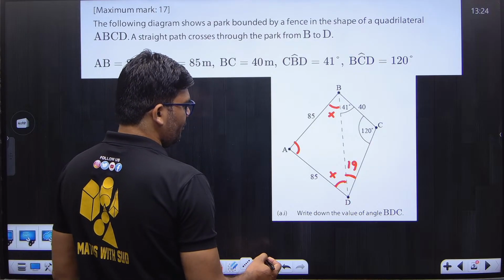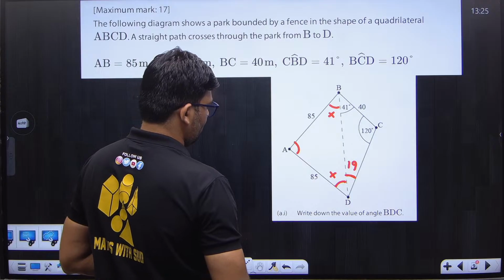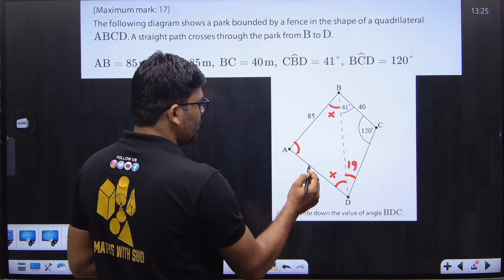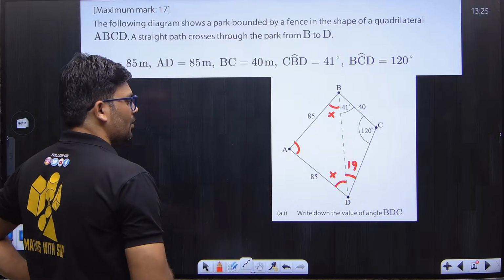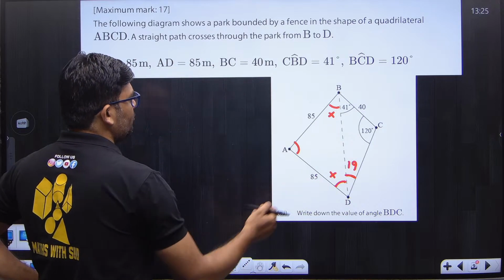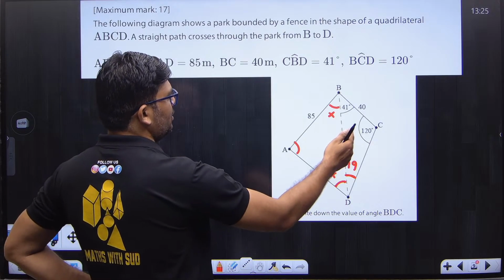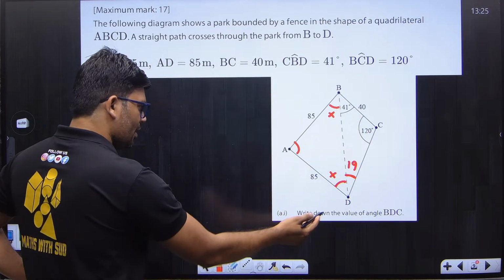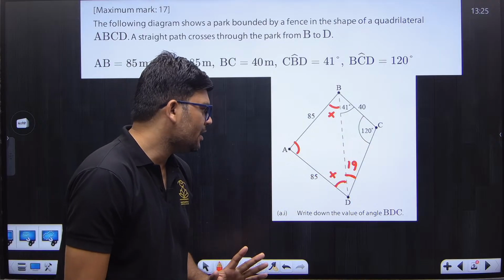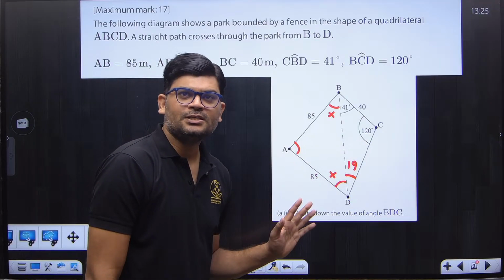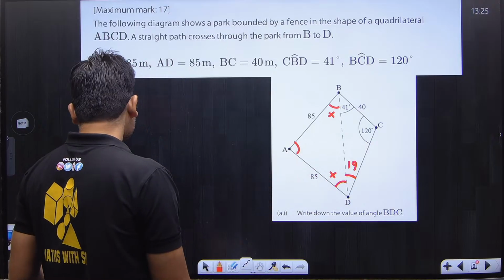So how can we find it? Now that we have these two sides, this angle is to be found, BCD. They have asked to find angle BDC. The first part is done now, angle BDC is done. Are you getting it? 19 degrees, that was using the angle sum property.